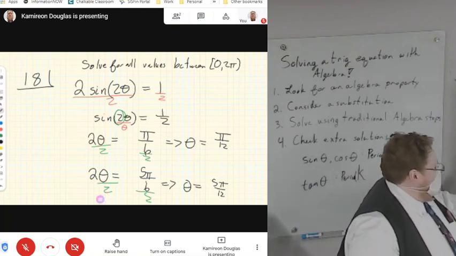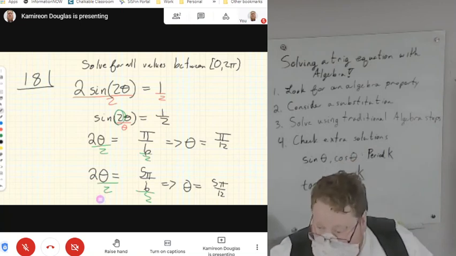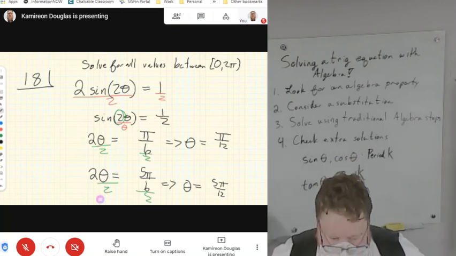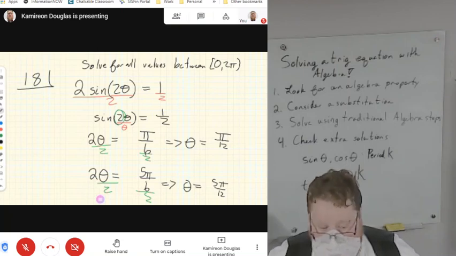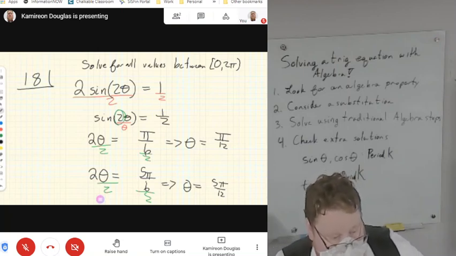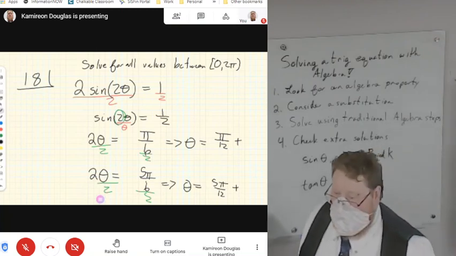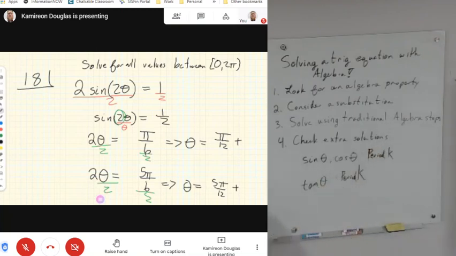Now, these are 2 solutions, but this thing repeats every pi period. The reason I bring it up now is because these are not the only solutions. I add to this. Now we're dealing with the sine function, but we're dealing with sine of 2 theta. That 2 affects the period.